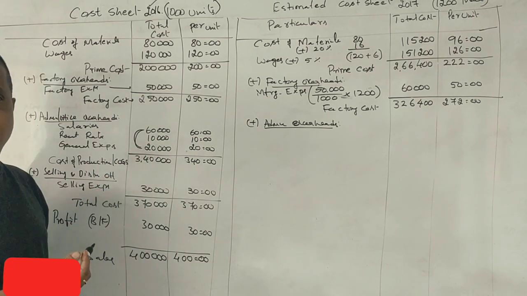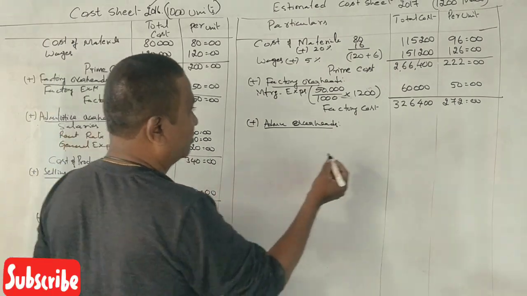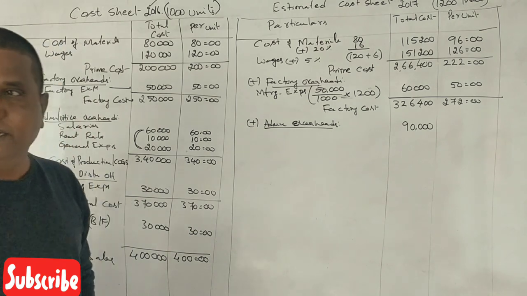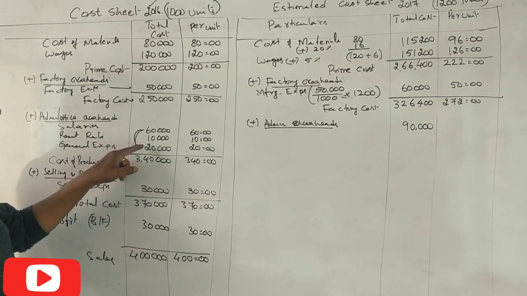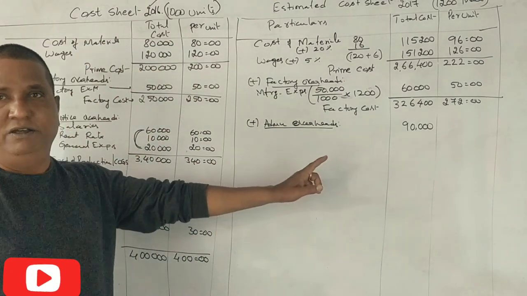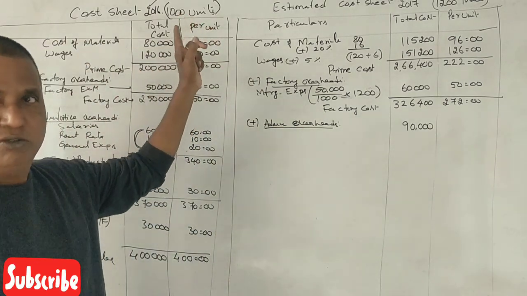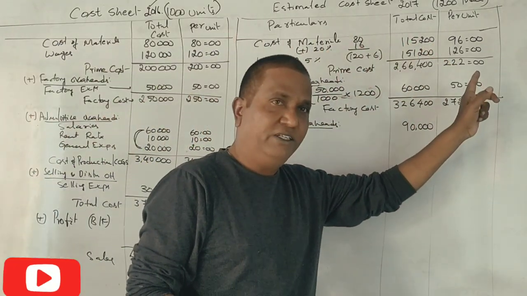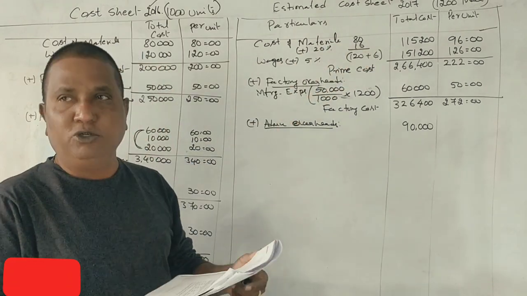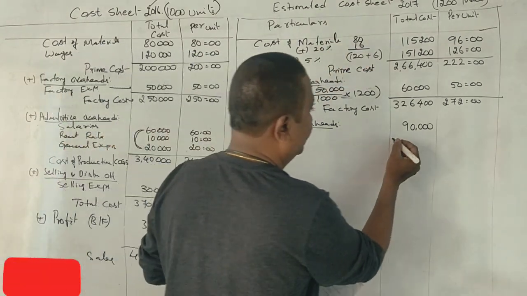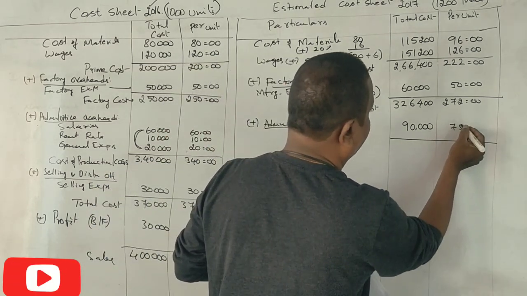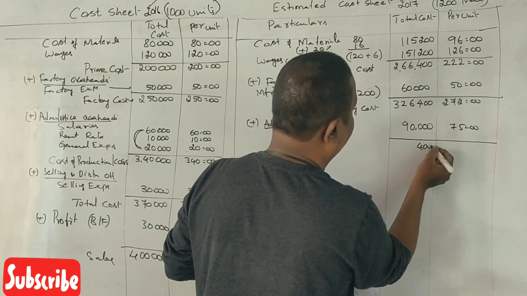Only these three only, no? How much is it? 90,000. See, even that you are telling incorrectly. Correct? It is 90,000. Now, 90,000 remains unaffected. If you produce 1,000 units or 1,200 units, it remains the same. Now, 90,000 divided by 1,200 units. How much will you get? 75 rupees. Now check the totals.